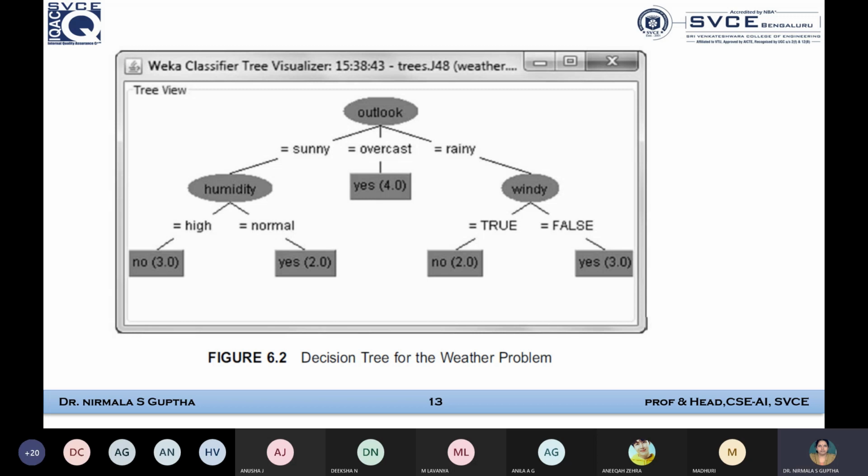Then under sunny, we have to compare humidity as the parameter or attribute. Under humidity, there are two possibilities: high humidity and normal humidity. When the humidity is high, no is the answer, because 3 times the high has come, and 2 times the normal has come, and the play can be played in the outdoor game when the normal humidity is there under sunny. So please make an observation. This has been automatically generated when we give the data set in the Weka tool, and the decision tree for the weather problem, which we have considered and analyzed from the last 3 classes, is being given.